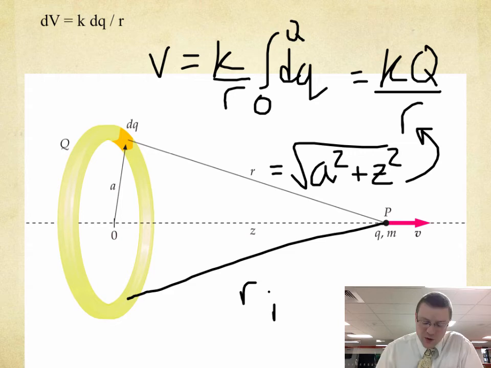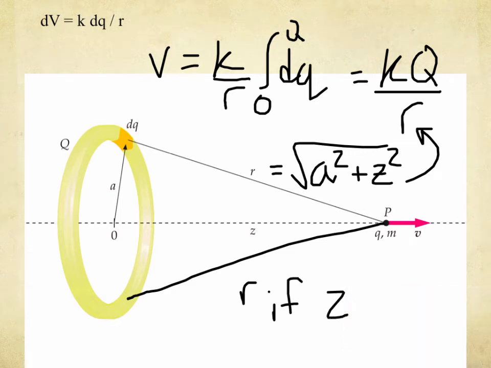Again, if we are very, very far away, so if z is much, much, much bigger than a, then a really doesn't matter in my formula, and I just have the square root of z squared, which comes out as just z, so my voltage is kq over z, meaning my voltage is just that of a point charge.